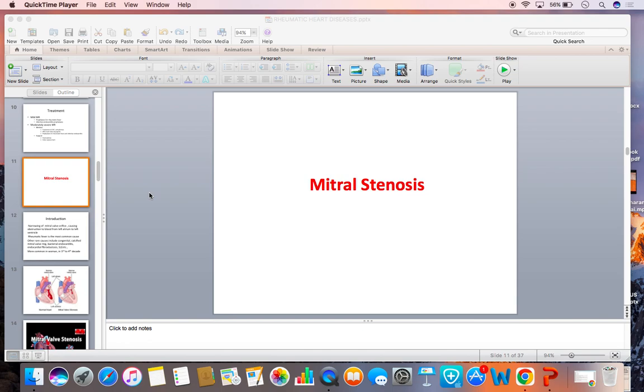The normal size of the mitral valve is 4 to 6 square centimeters. It is a bicuspid valve. When narrowing occurs to the size of 2 square centimeters, there is rising pressure in the left atrium, and the left atrium has to generate a pressure of nearly 25 mmHg in order to pump the blood into the left ventricle against resistance.